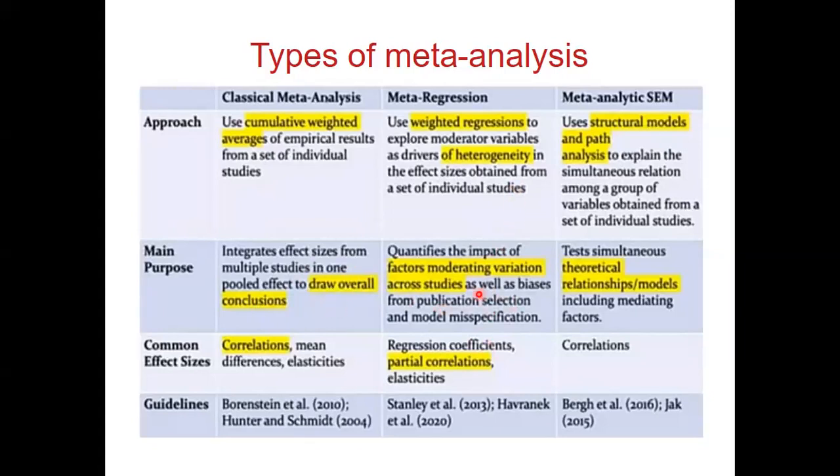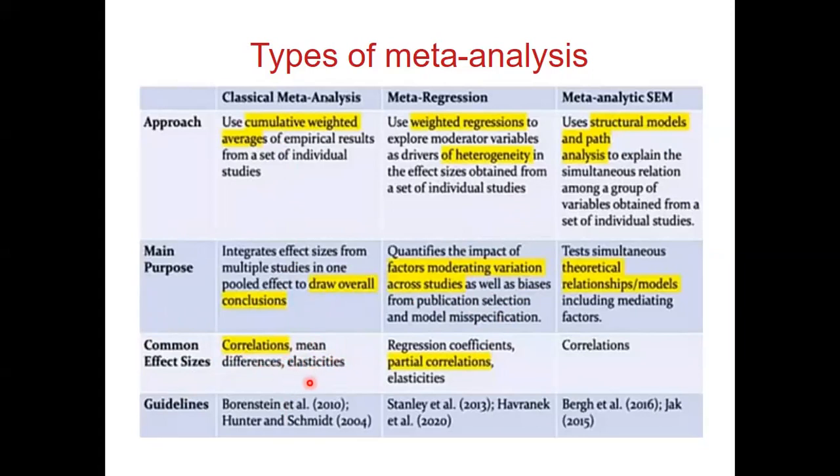Then meta-regression, of course, is to quantify the impact of factors moderating variations across studies, as well as assessing for biases, okay? Then in terms of common effect sizes, here we normally extract correlations and mean differences. And we shall see, I'll show you the formulas and then the application in the software.